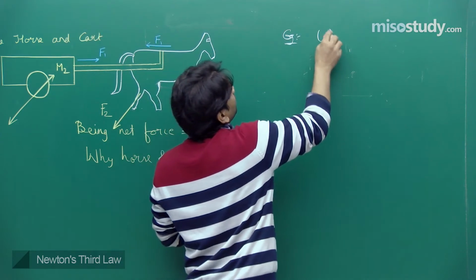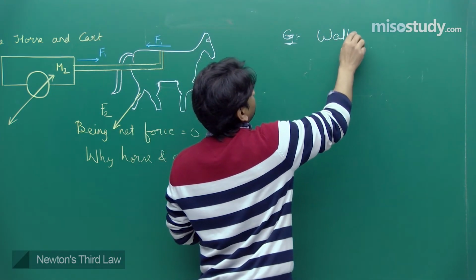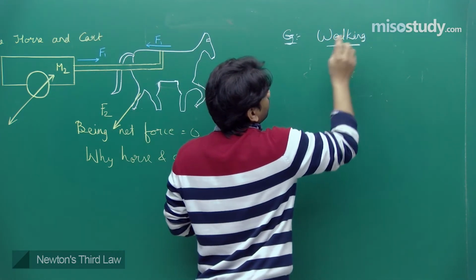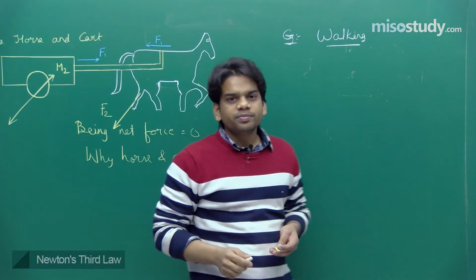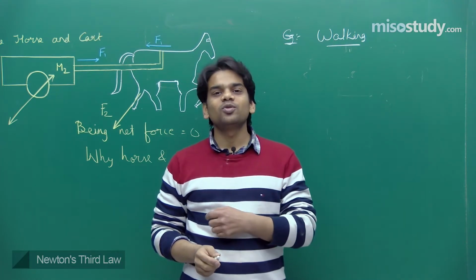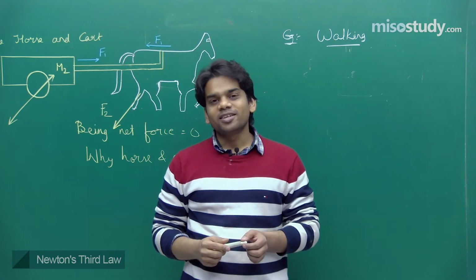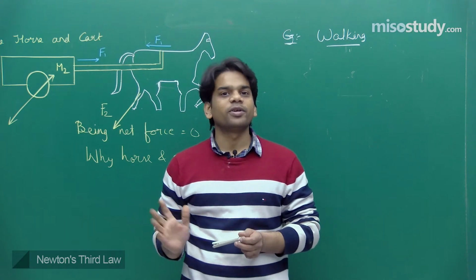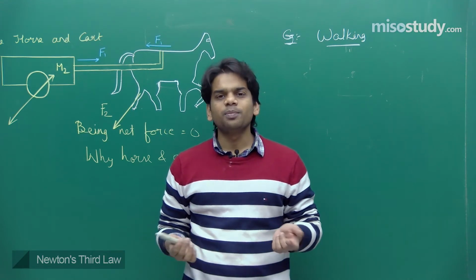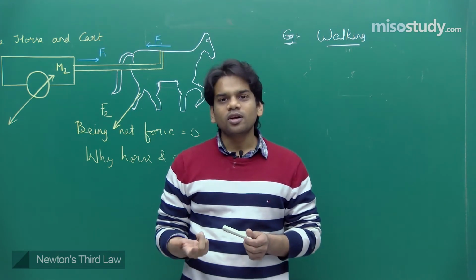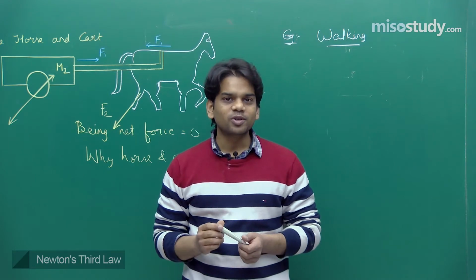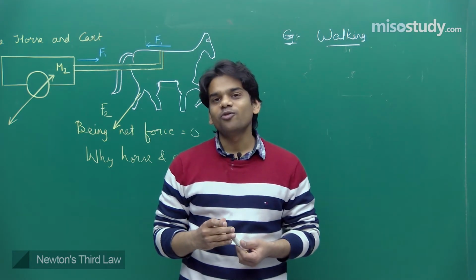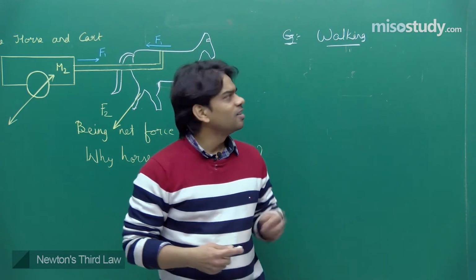A very simple example is walking. Why do we walk? Why is it so easy for us to walk on a rough surface and difficult for us to walk on a slippery or a very smooth surface? It will be very difficult for us. Friction certainly plays a role, but I'm not using the concept of friction here in today's class. When we talk about friction in the next class, I will tell you how friction actually acts and operates.